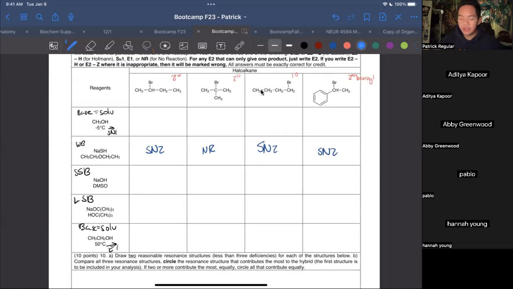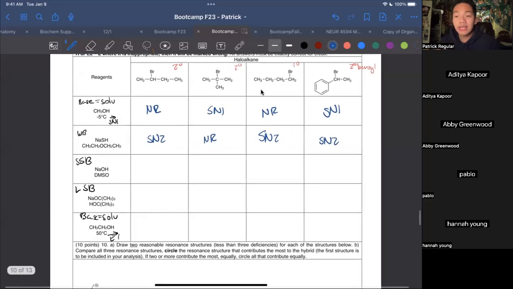Next one, let's do the top row. Base equals solvent, prefer SN1. Secondary, no reaction. Tertiary, there is a reaction, it's going to be SN1. Primary, no reaction, because again, secondary, primary, there's no reaction for SN1. Secondary benzylic, normally it would be no reaction, but because that carbocation is stabilized by the benzyl group, you would have SN1.